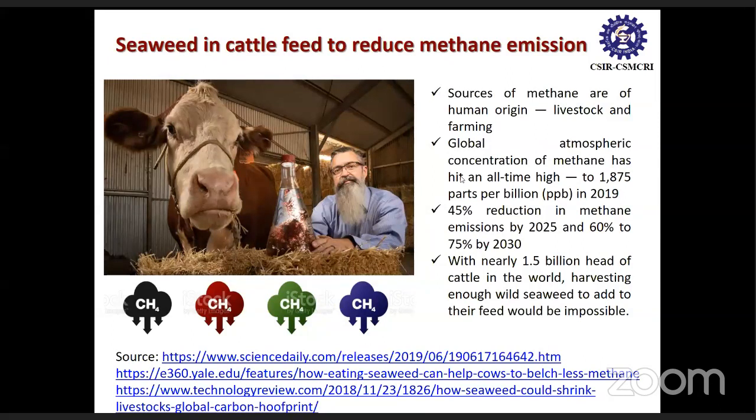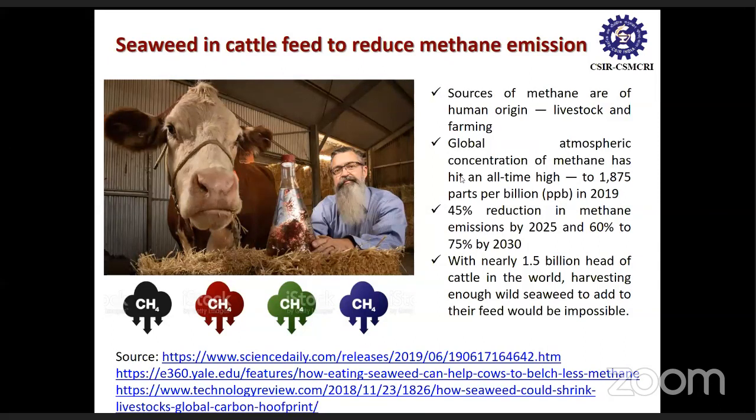You all know methane emission is a very difficult problem the world is facing, and methane emission is of man-made origin. Mostly it comes from livestock and farming. I don't have to give you figures, you can read them yourself. The emission is increasing day by day, basically because of, as I said, our own requirement. And the target for 2025 is 45% reduction in methane, and the target for 2030 is 60 to 75% reduction. Do you really think it can be achieved? It's very difficult to achieve.